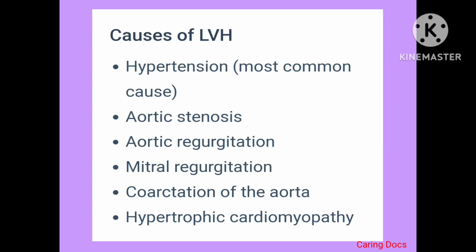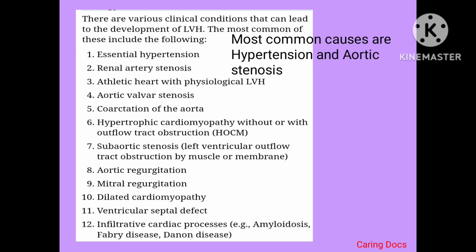Causes of left ventricular hypertrophy, most common causes are the two very important causes, hypertension and aortic stenosis. But aortic regurgitation, mitral regurgitation, coarctation of the aorta, hypertrophic cardiomyopathy, they also contribute to left ventricular hypertrophy. This is the complete list of the causes of left ventricular hypertrophy, but remember that most common causes are hypertension and aortic stenosis.